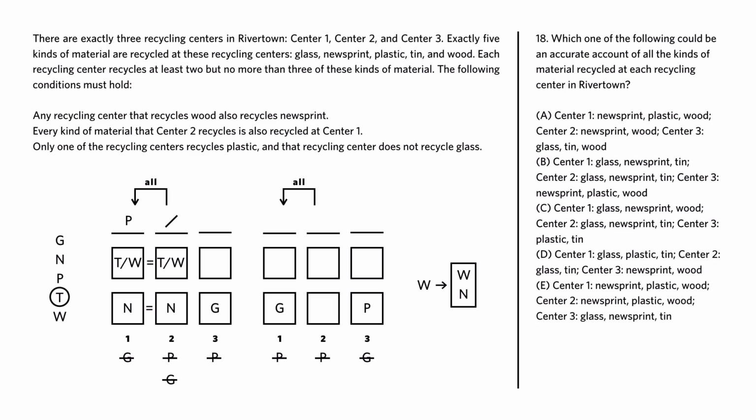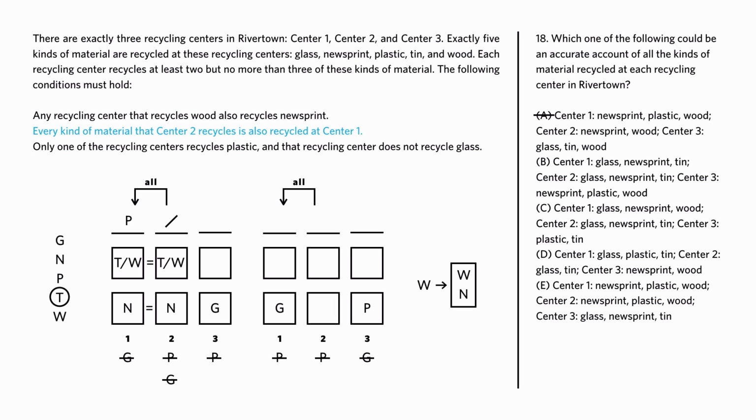Here's problem number 18. This is a rules question, or a question that asks for one possible arrangement of elements into positions per the rules that were given. We can solve this problem by going down the list of rules and eliminating the answer choices that violate them. The first rule, which tells us we can't have a W without an N, allows us to eliminate answer choice A, which has W without N in center 3.